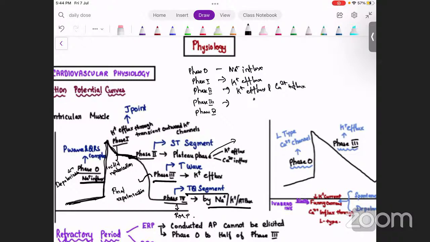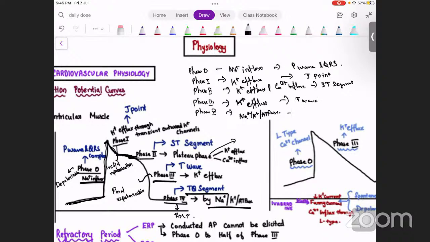And phase 3, it is potassium efflux further. And phase 4 is maintained by sodium potassium ATPase. And what does it indicate on the ECG? P wave and QRS complex are initiated by phase 0. Phase 1 is the J point. Phase 2 is the ST segment. Phase 3 is potassium efflux, which indicates the T wave. And phase 4 is the TQ segment.